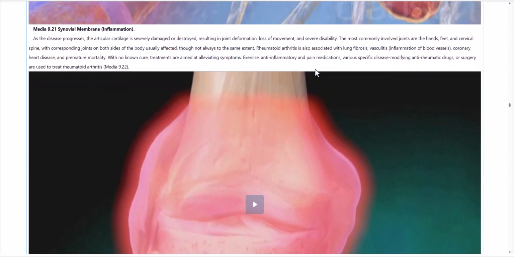So again, there are over 100 different flavors of arthritis. Any disease that causes a dysfunction, inflammation, or a breakdown of a joint structure is a form or a flavor of arthritis.